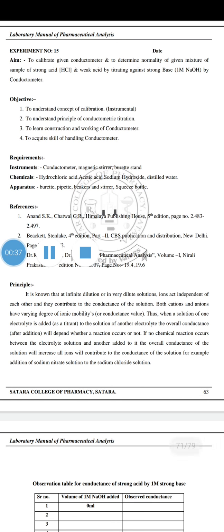Objective: to understand the concept of calibration, to understand the principle of conductometric titration, to learn the construction and working of the conductometer, and to acquire the skill of handling the conductometer. Requirements: instrument, conductometer, magnetic stirrer, burette stand; chemicals, hydrochloric acid, acetic acid, sodium hydroxide, distilled water. These are all the chemicals used for this experiment.